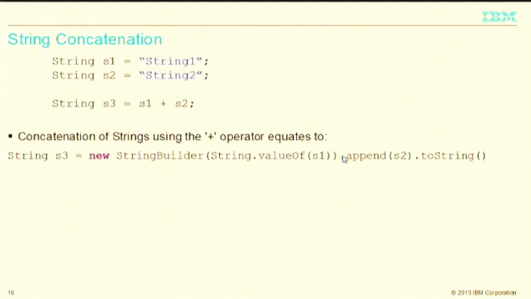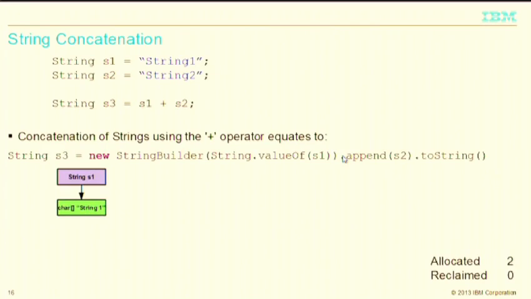So if we look at what happens in terms of allocating objects, we start off and we've allocated nothing and we've reclaimed nothing. So we first do string S1 equals string 1. So I create a string object, and that points to a character array containing string 1. So that first line of code creates two objects for me. I then do the second line of code, which is, okay, string S2 equals string 2. So I've got a string object and a character array. I've now got 4 objects created.